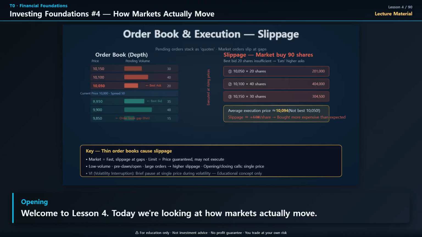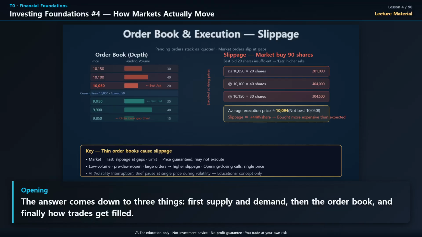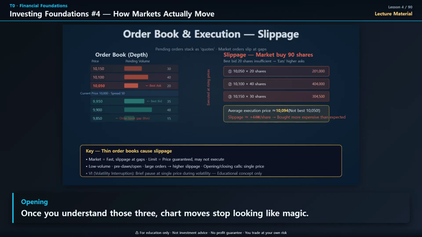Welcome to Lesson 4. Today we're looking at how markets actually move. On the Bitcoin daily chart on your screen, why do some days go up and some days go down? The answer comes down to three things. First, supply and demand, then the order book, and finally how trades get filled. Once you understand those three, chart moves stop looking like magic.